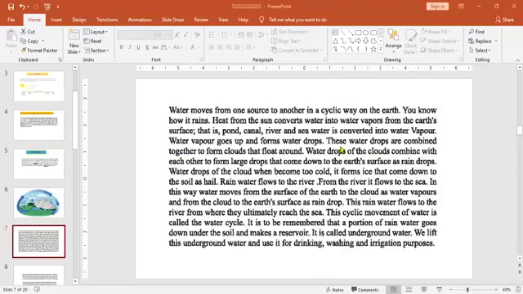Water drops of the cloud combine with each other to form large drops that come down to the earth's surface as raindrops. Water drops of the cloud, when they become too cold, form ice that comes down to the soil as rain. Rainwater flows to the river. From the river, it flows to the sea. In this way, water.